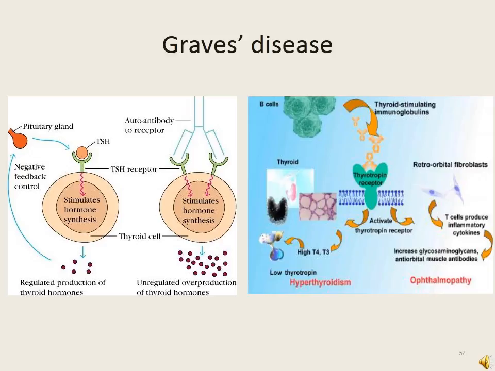thyrotropin receptor can activate the orbital fibroblast as well as activate T cell to induce more of the inflammatory cytokines, which will cause the ophthalmopathy.